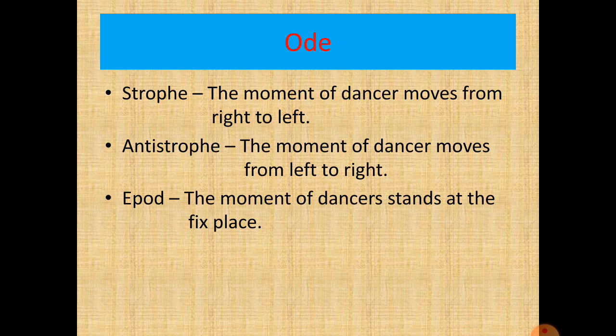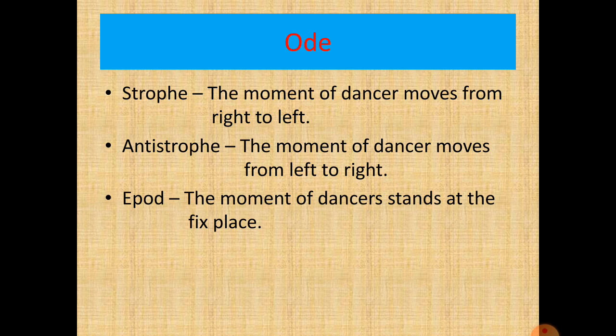The second one is antistrophe, and antistrophe is recited when the movement of the dancer moves from left to right. Once again I repeat. So antistrophe, when the movement of the dancer moves from left to right, the stanza antistrophe is recited. So the third is epode.